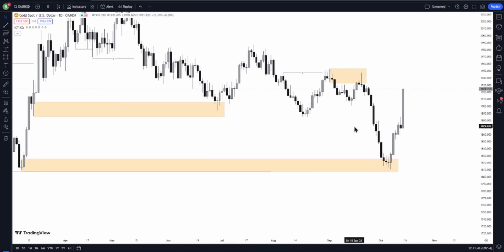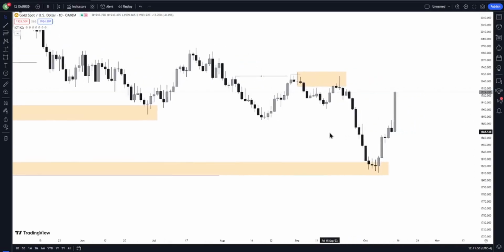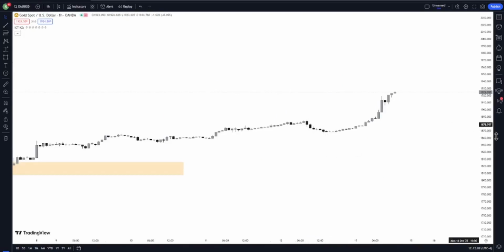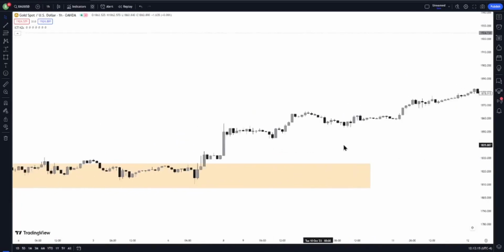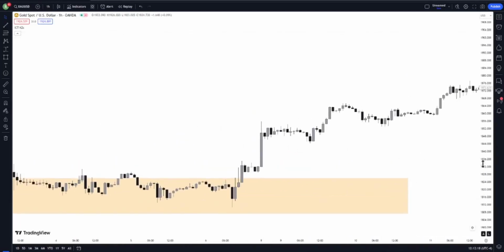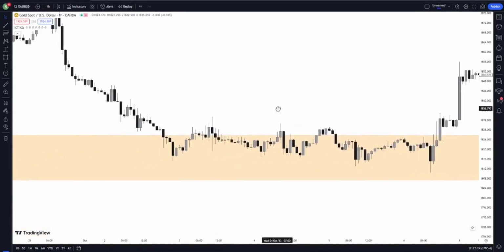Now, but let's look on the 1H time frame. Remember, on the daily time frame, we are pretty much bullish. And therefore, if we drop down to the 1H, let's see what the 1H holds for us, because this is crucial. Now, price has tapped into our extreme point of interest here. All right, let's see. Now, this is the first time price tapped into our extreme point of interest.